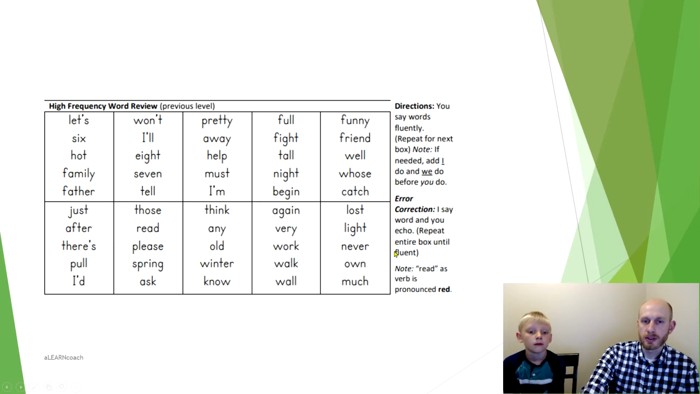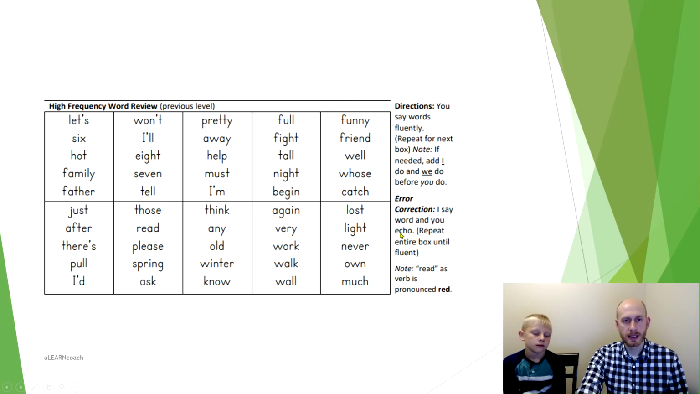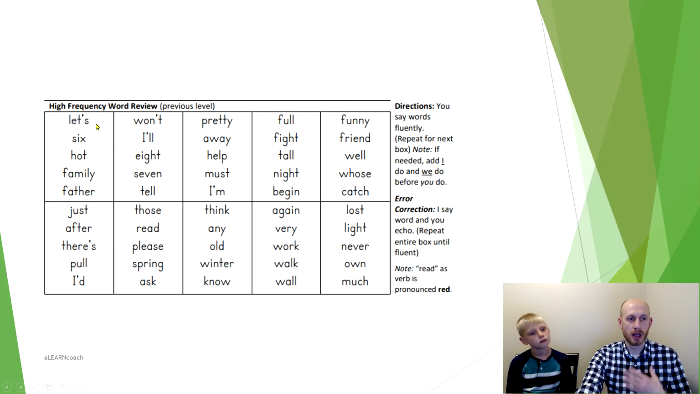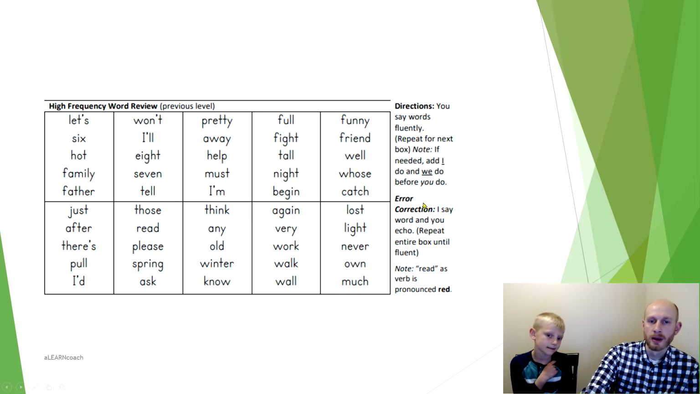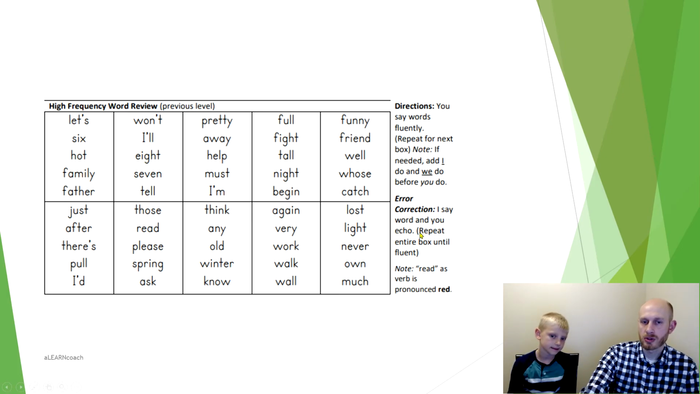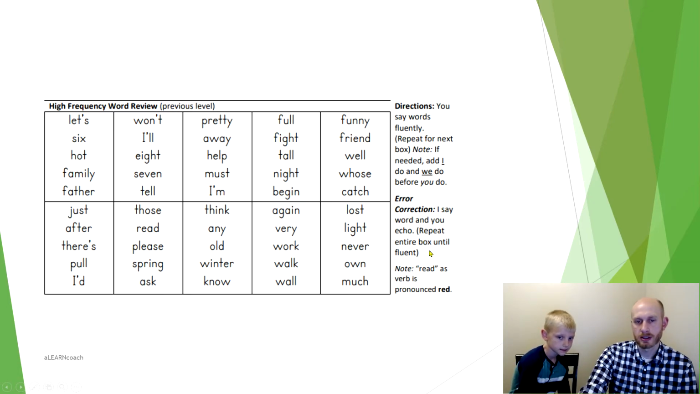And if the student does need additional practice, let's say they struggled through level C, and now we're on level D, and they just don't have these words down, you can go through an I do, we do, you do, in which I'll read the words, we read the words, and then just you read the words. And do that for each of the words. And as they get more proficient, you can start shifting over where just you read the words. Error correction is I say the word and the student echoes and repeats the entire box until they're fluent.